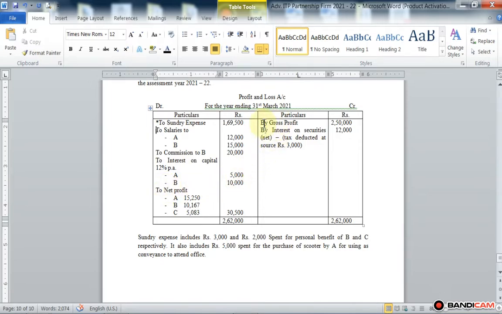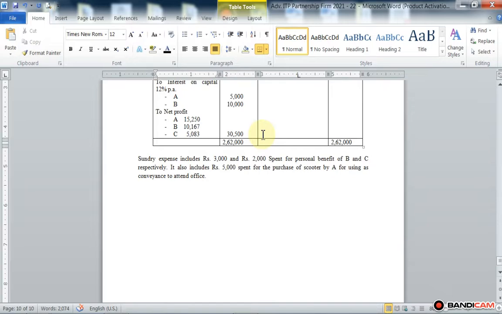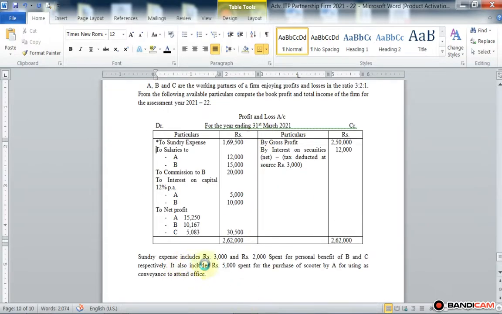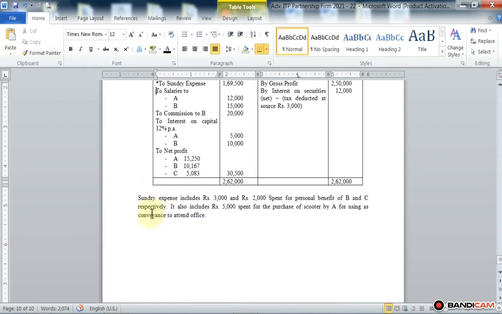Read the credit side: gross profit is given here, and by interest on securities. Interest on government securities is a total of 15,000. It is not income relating to the partnership firm, so it is deducted from the gross profit. Next, the additional information that 5,000 was spent for the scooter. It is inadmissible expenditure because it is capital expenditure, not revenue expenditure, and it is included in sundry expenses. So capital expenditure is disallowed. So here we solve this illustration.